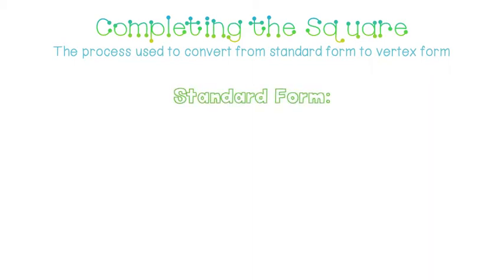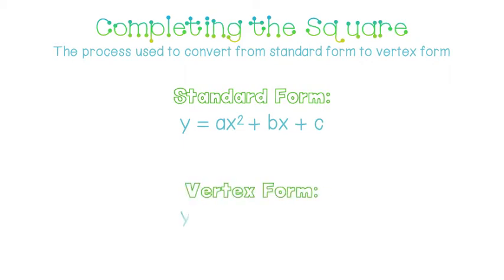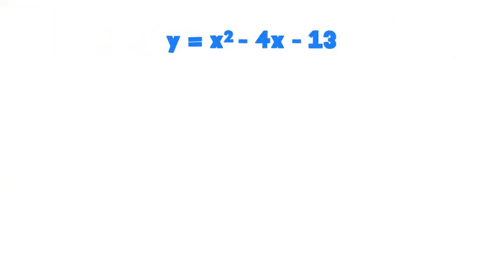So I want to remind you of what standard form looks like: ax squared plus bx plus c. That's your standard form. Vertex form is a times x minus h quantity squared plus k. So the process of completing the square is to change from the standard form to vertex form. Let's take a look at an example.